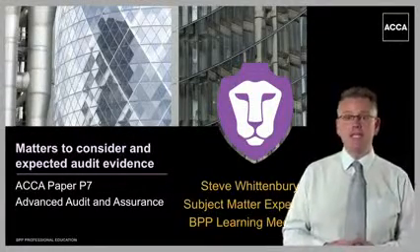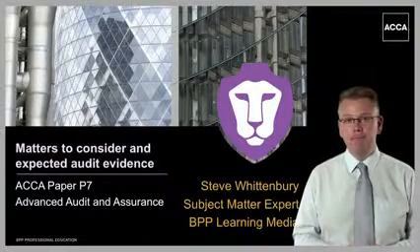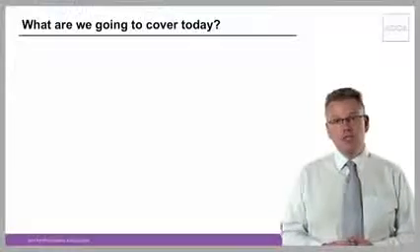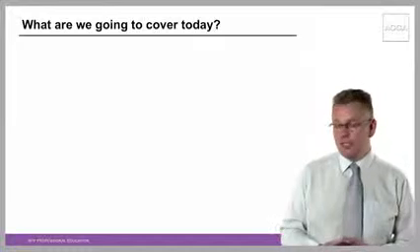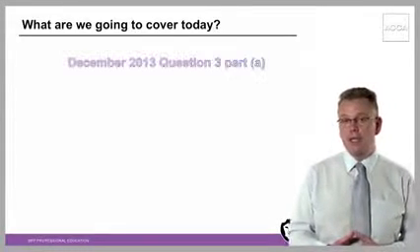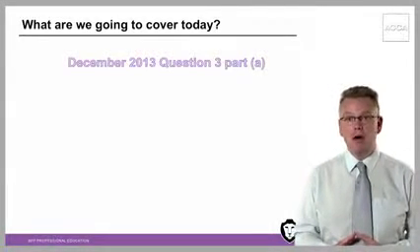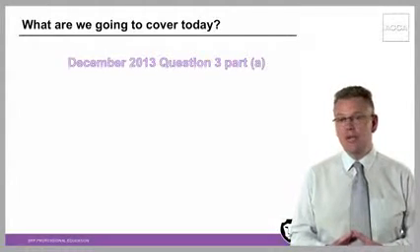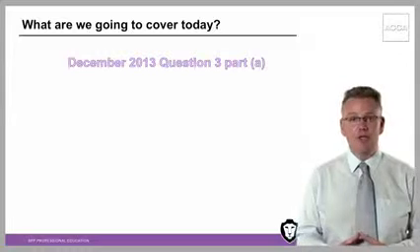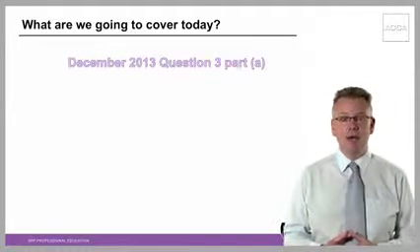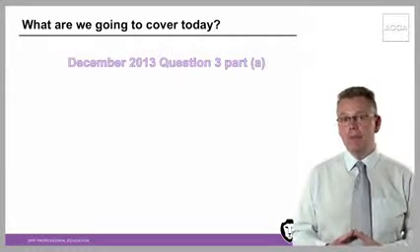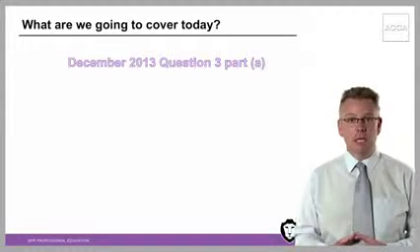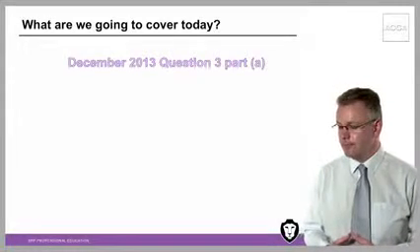Let's have a think about what it is we're going to try and talk about today. I'm going to use a specific recent exam question from December of 2013, question 3, part A. This is in relation to a specific event within a company where you are the external auditor and you have to try and consider the impact of this event and what it means as far as your ability to still deliver a valid audit opinion.